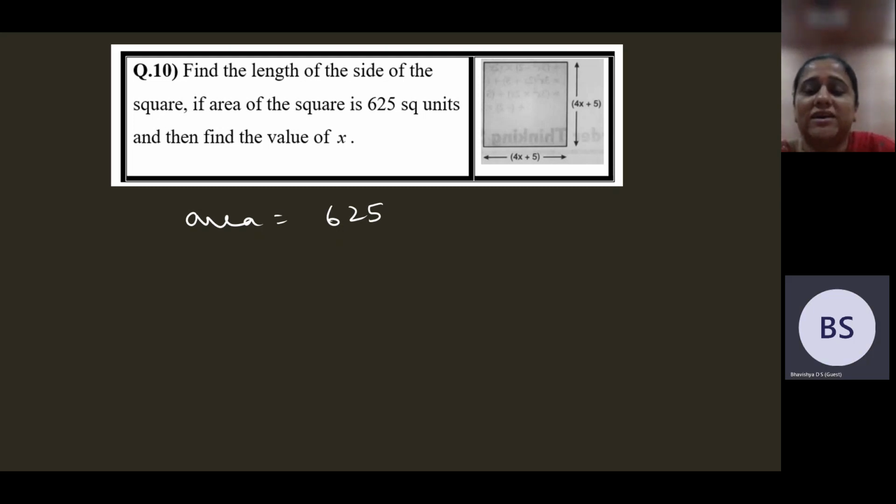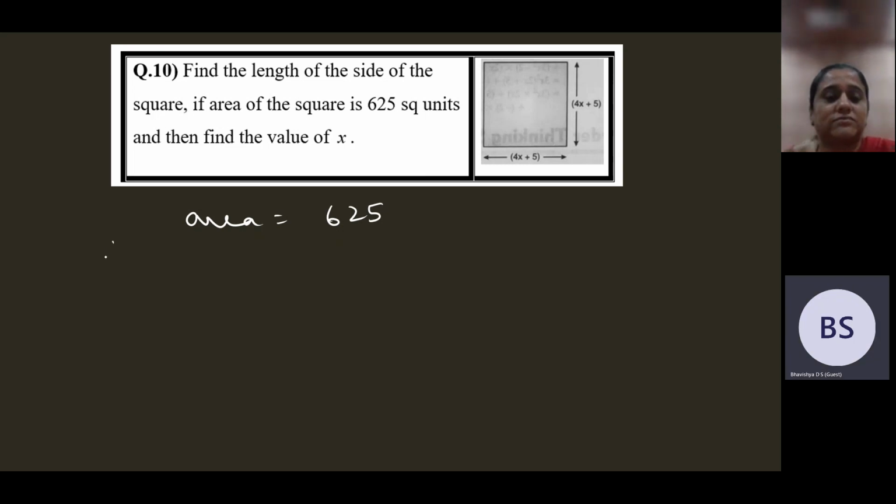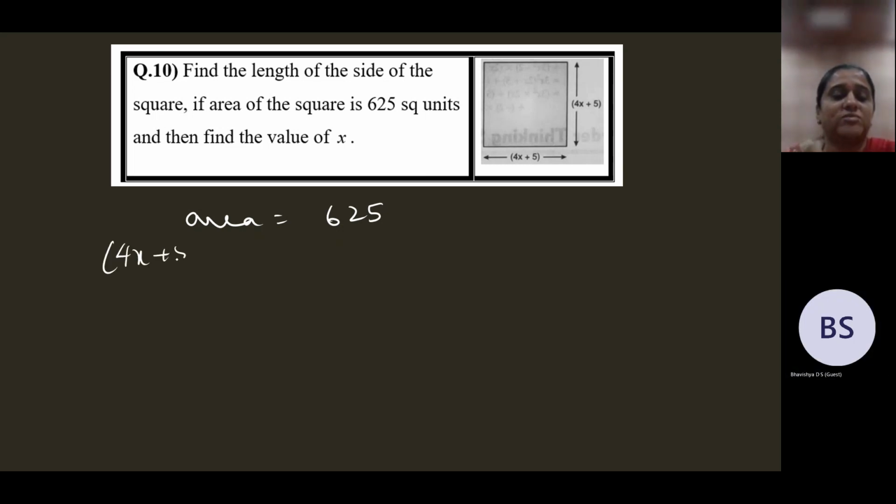Area into area is it? Side into side is area, right? Yes, ma'am, side into side. What is the side of the square given in the figure? 4x plus 5, ma'am. So side is 4x plus 5. Side into side. So 4x plus 5 into 4x plus 5 is equal to the area 625. Correct?